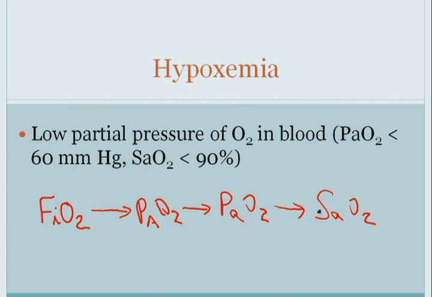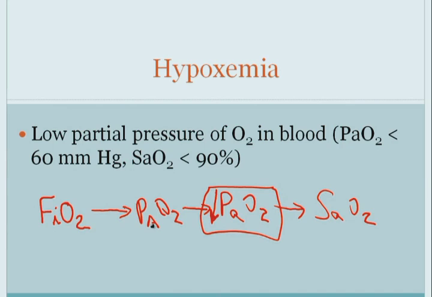So the FiO2 results in a PAO2, which is the pressure of oxygen within the alveolar airspace. That squeezes oxygen across the barrier into the blood, which creates a PaO2 in the arterioles. And then that squeezes oxygen across the red blood cell membrane into the red blood cells, which then creates an SaO2. Now, hypoxemia, as I've already told you, refers to a low PaO2. So really, this number would be low. But you can see that what actually feeds the PaO2 is the FiO2 and the PAO2.